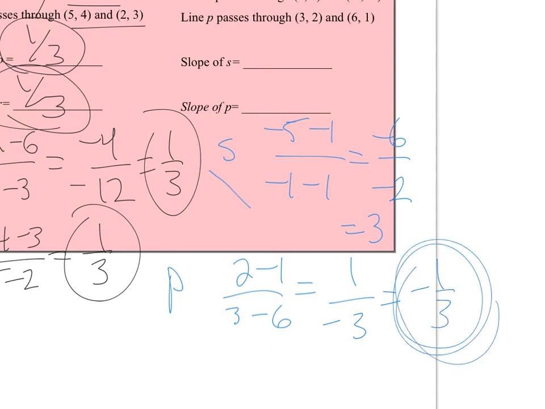Now notice, when I multiply the slopes, I get a product of negative 1. That's my tip-off. So the slope of S is 3. Slope of P is negative 1/3. If I were to multiply those two, I would get negative 1 for an answer. That's what makes it perpendicular, if I have a negative 1 as a product.